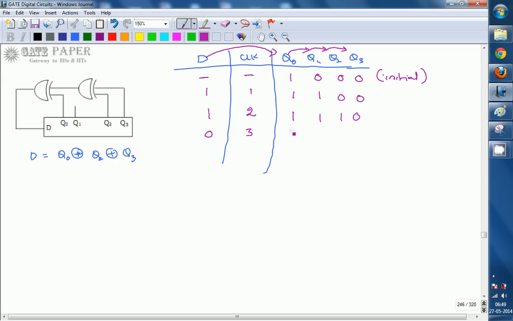After the third clock pulse the 0 will be loaded and it will become 111. Now if you check, 011 consists of an even number of ones, so the D value is 0. After the fourth clock pulse the D is going to be loaded into Q0, and this is a right shift operation taking place.